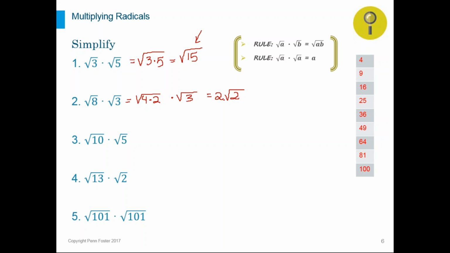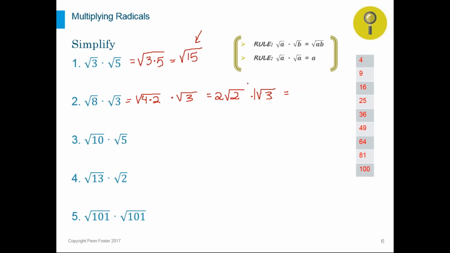And then I need to multiply times the square root of 3, because this is our problem. Since nothing can be simplified under the square root sign, I'm going to go ahead and multiply. Now I see a 2 outside, and we know in algebra we do not write the 1. So actually there is a 1 there before the square root of 3.